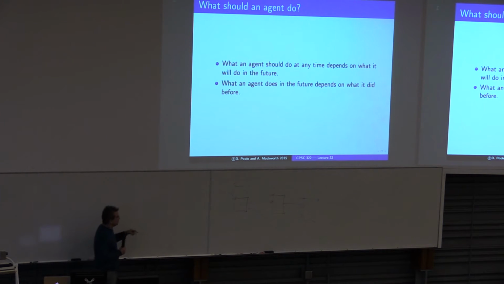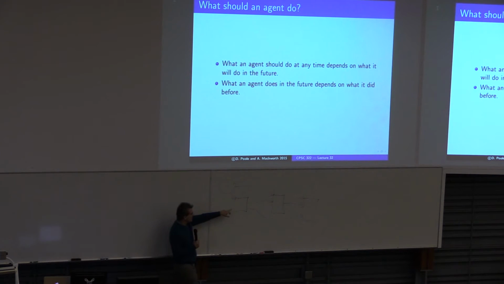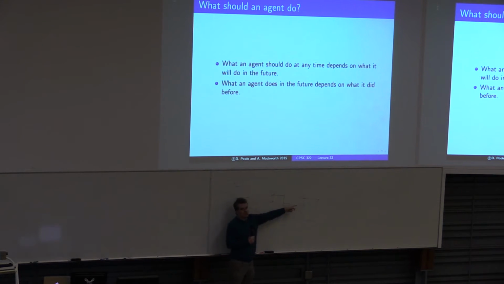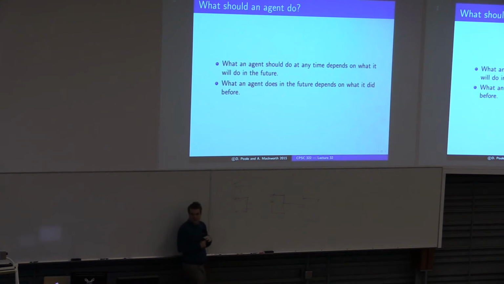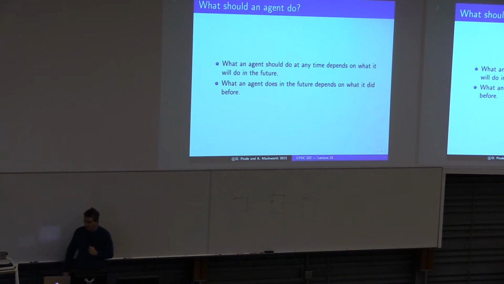But what the agent does in the future depends on what it did in the past. So we have this sort of chicken and egg problem of trying to work out what an agent should do at each of these decisions, because they all affect each other in the past and in the future. And so we have to somehow work out how to solve that problem.